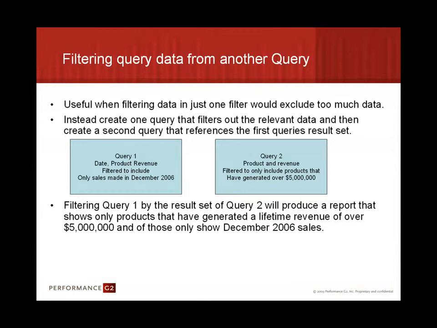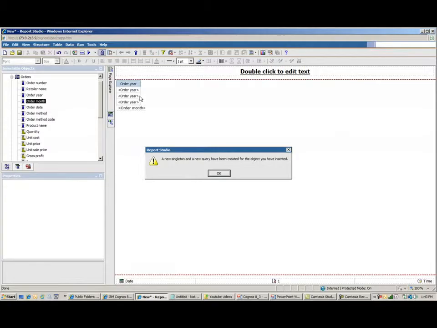In this example, the sales team wants to see only December 2006 revenue for products that have achieved a lifetime revenue of over 5 million. The best way to do this is to create two queries, one for lifetime revenue and another for monthly revenue. We can then tie these two queries together with a filter. Let's go ahead and work through a similar example using Report Studio.